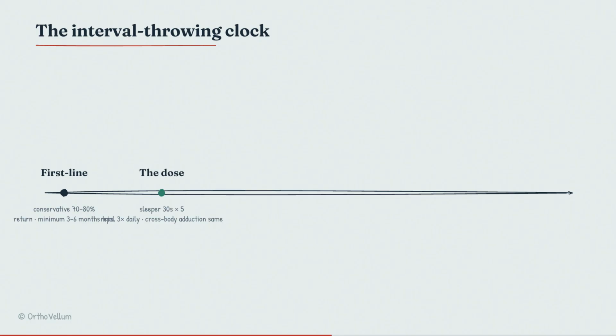The dose is written: sleeper stretch, 30 seconds, 5 repetitions, 3 times daily, cross-body adduction the same, and avoid excessive external rotation strengthening, which can worsen GERD. Then the interval throwing program.